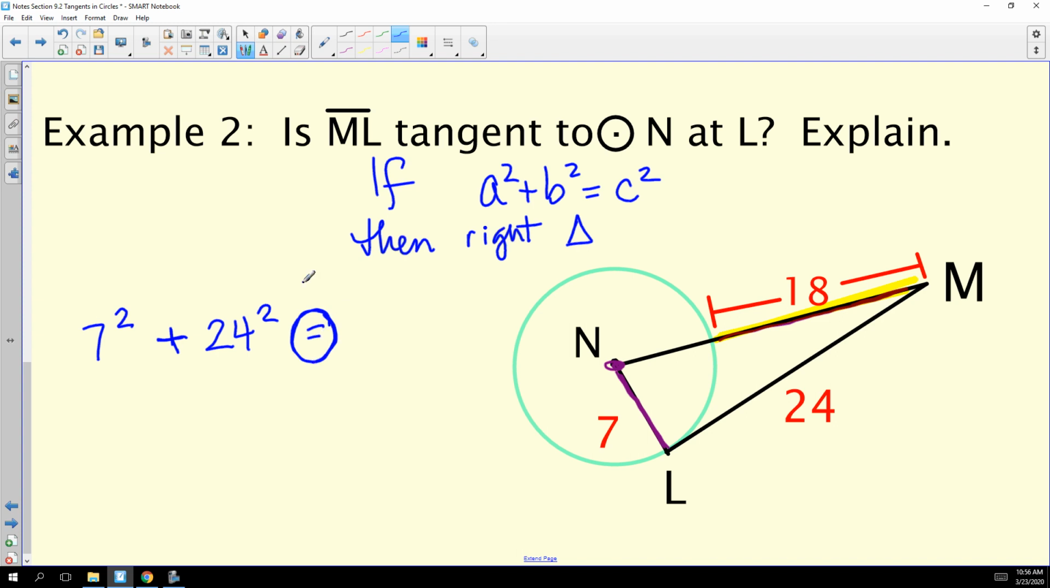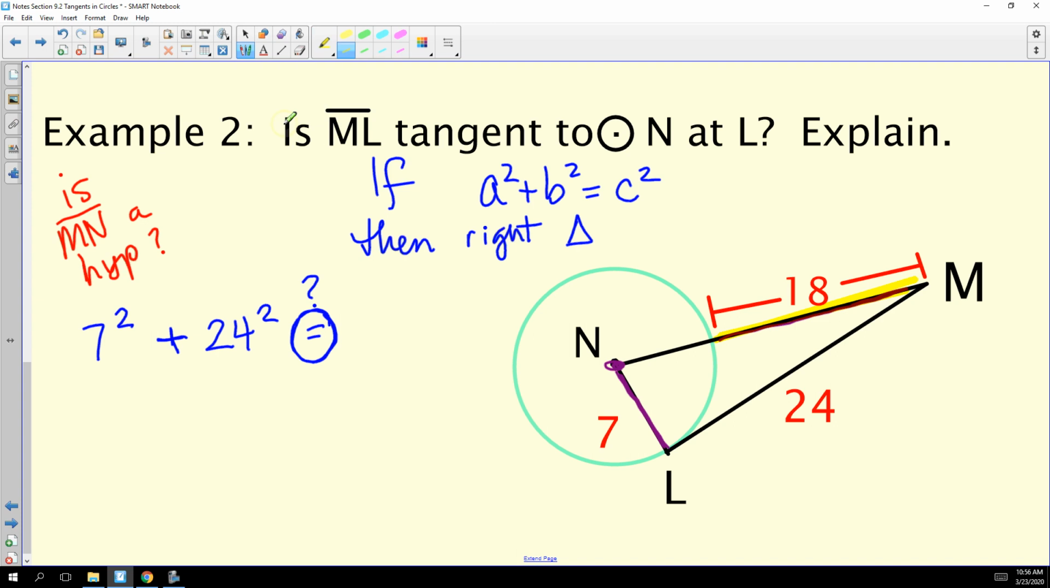We want to know, is this going to be equal to the length of the hypotenuse? But we don't know the length of the hypotenuse. That would make MN a hypotenuse. So we want to know, is segment MN a hypotenuse? That's what we're going to have to find out. If that's true, then we know we have a right triangle and we can say that we have a tangent line. But we don't know what this piece is right here.